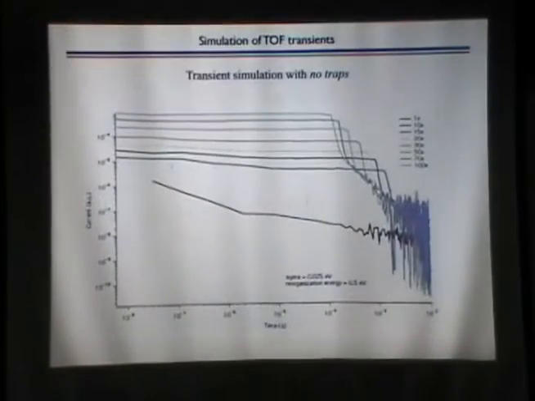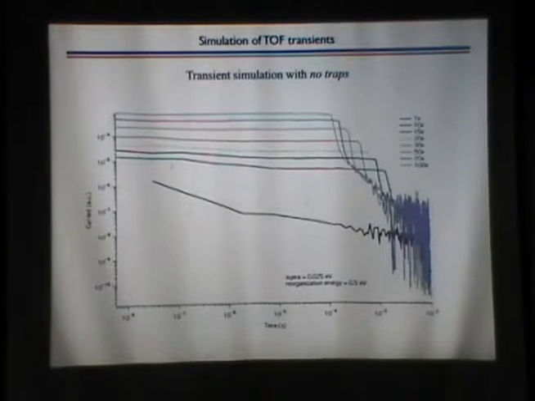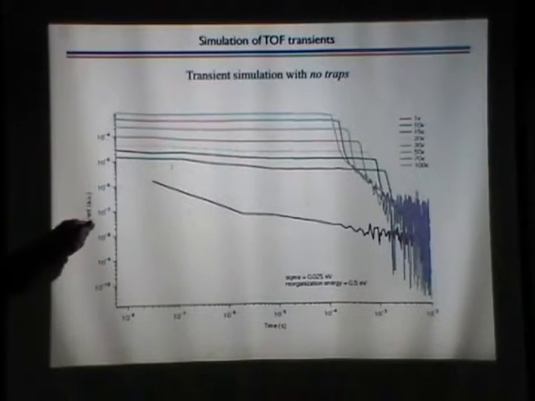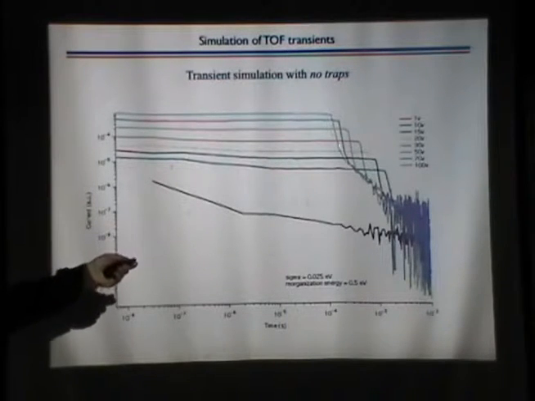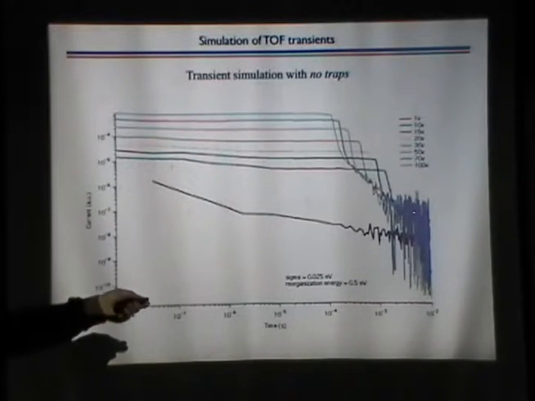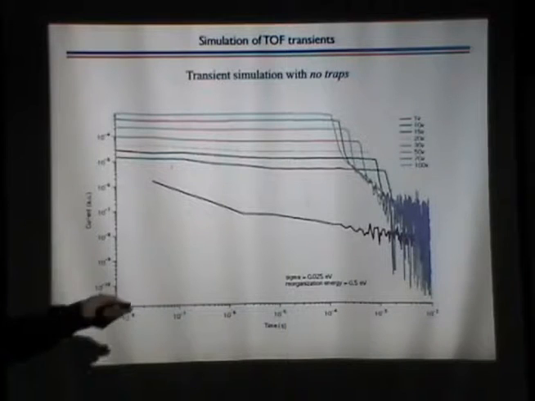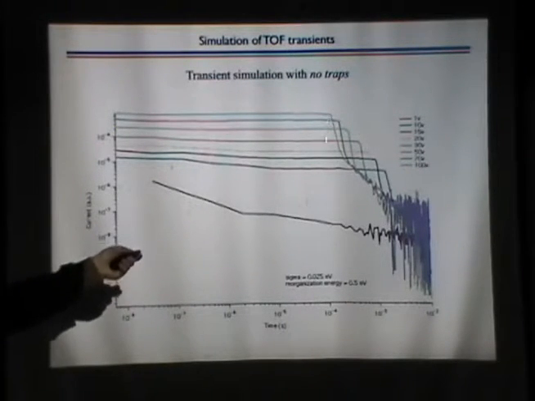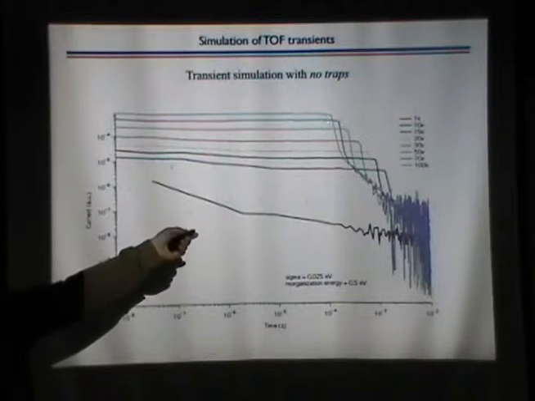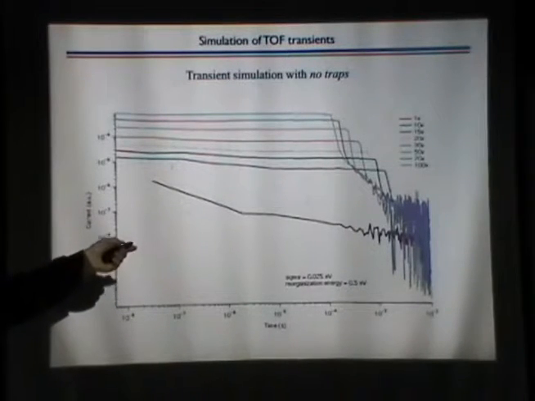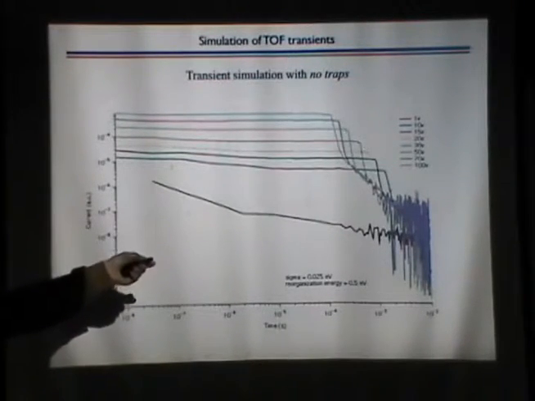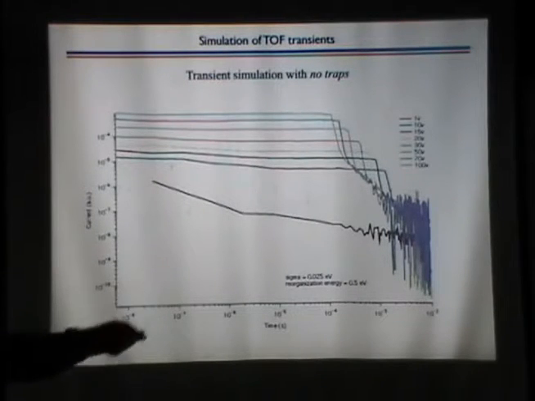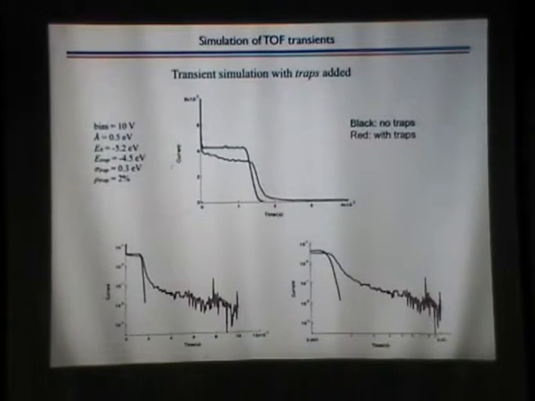So let me go to a log plot here. As you turn up the voltage, the carriers make it across the film faster, and then what you see is a decay as the carriers start to exit the device. So for 100 volts, this exiting point is much earlier, at about 100 microseconds. And then for the lower voltages, this time goes out to longer times. All right, so that makes sense.